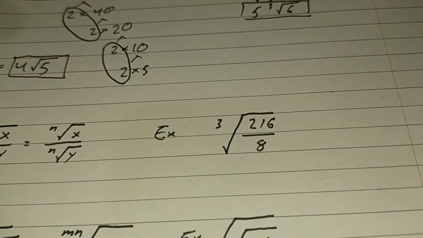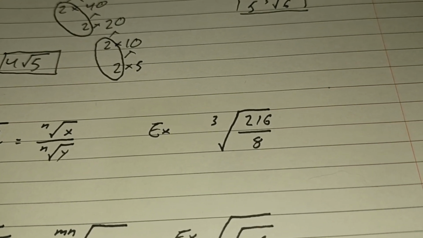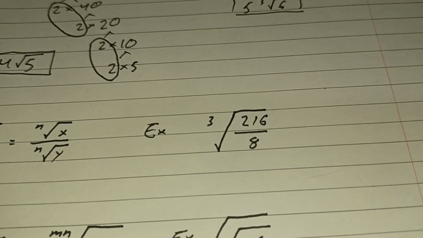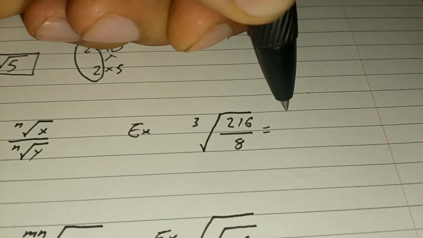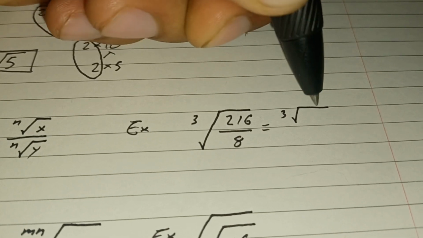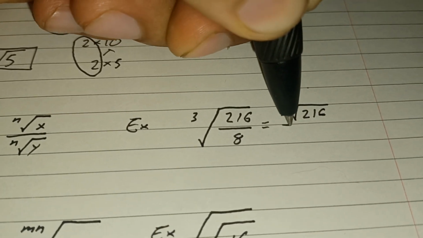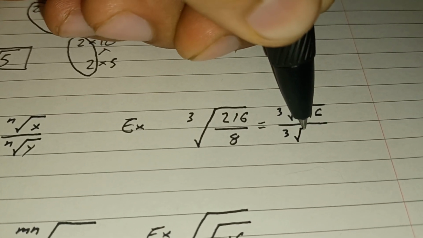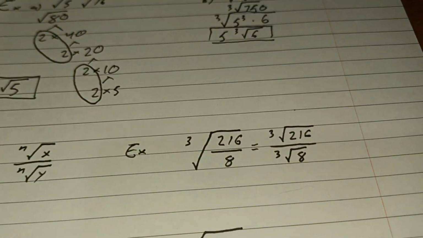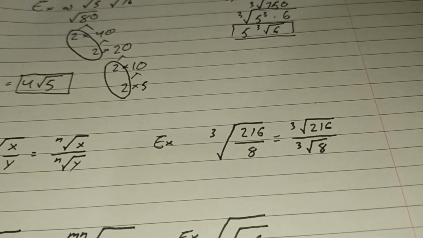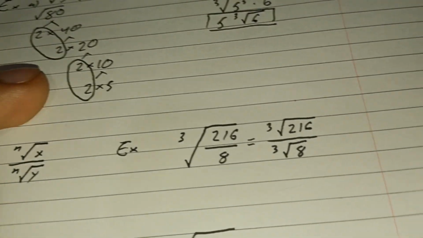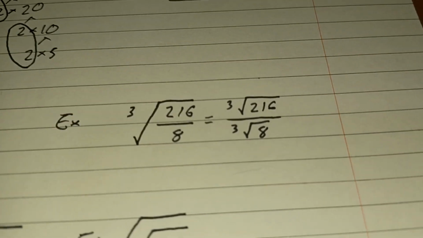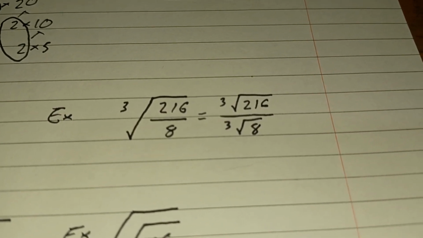We have the cube root of 216 divided by 8. Let's rewrite it in this format, how we went over it. That's going to give us the cube root of 216 over the cube root of 8. Right? Cube root of 216 over the cube root of 8. So what raised to the third power is going to give us 216?